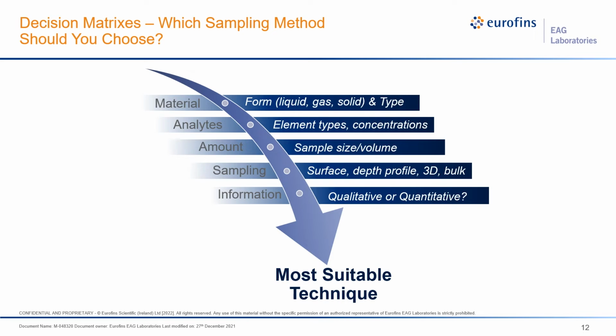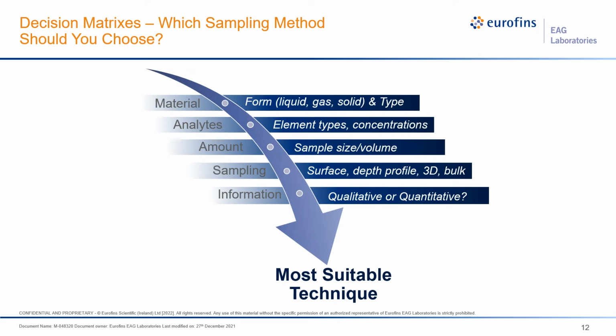This schematic shows some of the most basic but really crucial information needed to make this decision. So for example, what is your material made of? What form is it in? A liquid, a gas, a solid? What elements are you interested in? What are their expected and/or required concentration ranges? How large is your sample?